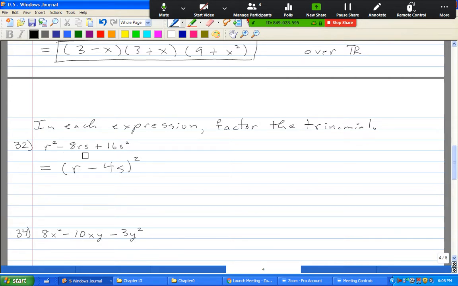So let's check if the middle term works. r times negative 4s is a negative 4rs, times 2 is a negative 8rs. So you get the middle term. Therefore, using the perfect square trinomial formula, this factors.